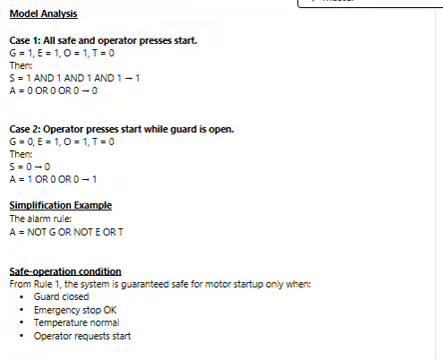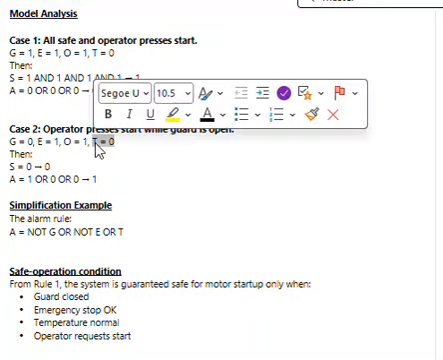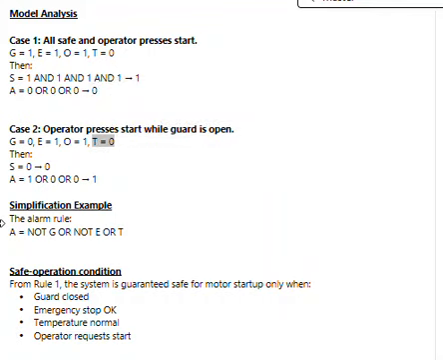Going over case 2, we have guard door closed as false, meaning it's open. We have emergency stop not pressed as 1, so it is pressed. The operator start is set to 1, meaning the operator pressed start. And finally, the over-temperature condition on case 2 is 0, so overtemp fault not present is what this one entails.